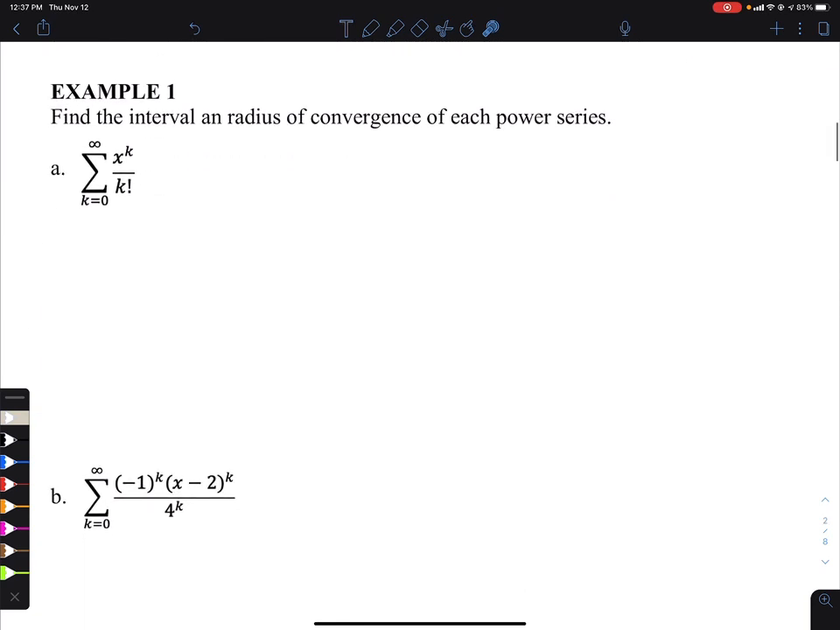Now, let's do some examples. And how are we going to do this? You need to know chapter 9, all the tests we did in chapter 9. But the good news, we mostly stick with the ratio test, but not always. So let's do part A. How do you find the radius of convergence? Well, we had convergence tests in chapter 9, and we learned when you had exponents and factorials, the ratio test was very good.